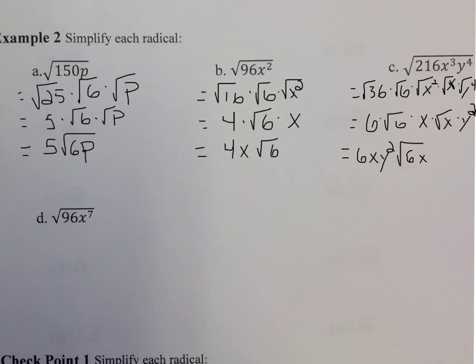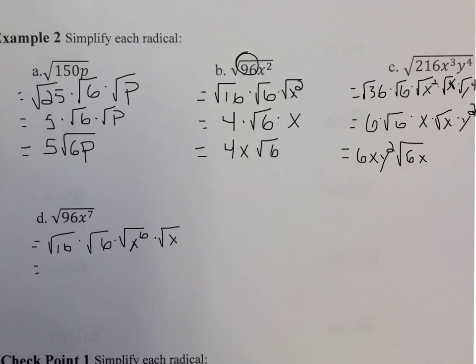Let's look at D. 96x to the 7th. Well, we already did 96 in B. We know it's 16 times 6, so we'll do it again. Square root of 16 times the square root of 6. X to the 7th is odd. Any odd power, you're going to write as the square root of x to one less than that odd power. So in this case, it'd be square root of x to the 6th to get an even power times the square root of x. So anytime you have an odd power, you end up with the square root of x.